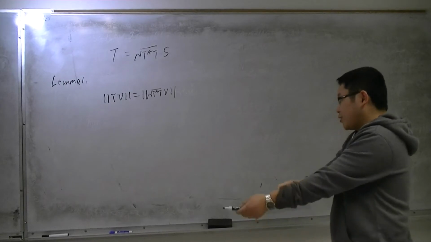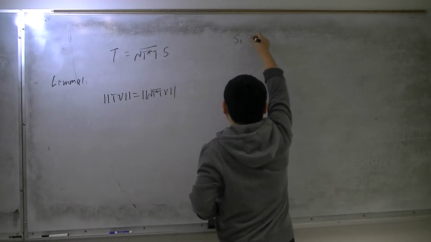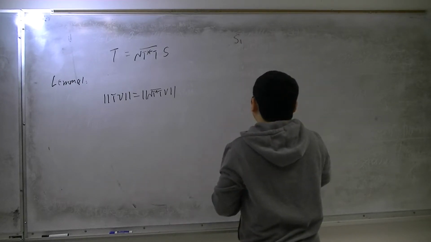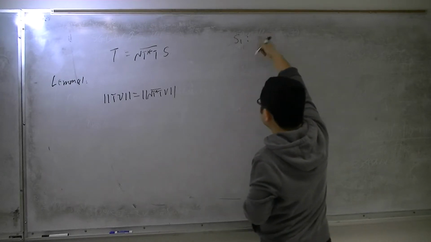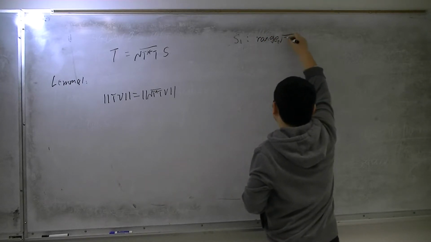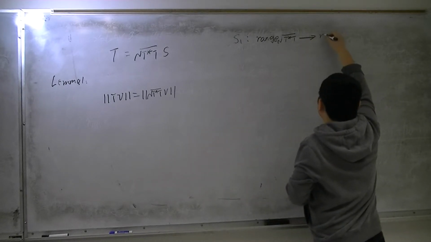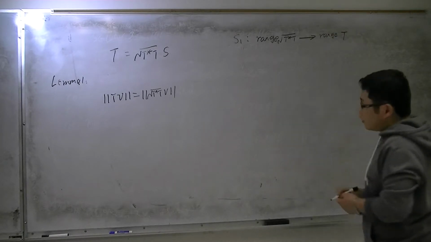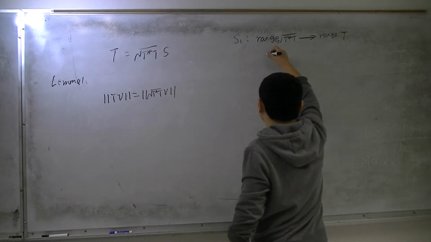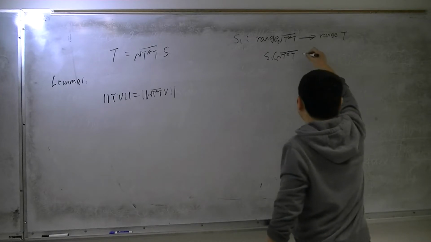I define a linear transform. As the first step, we define one from range T star to range G, from this space to that space, and the condition is equal to this one.